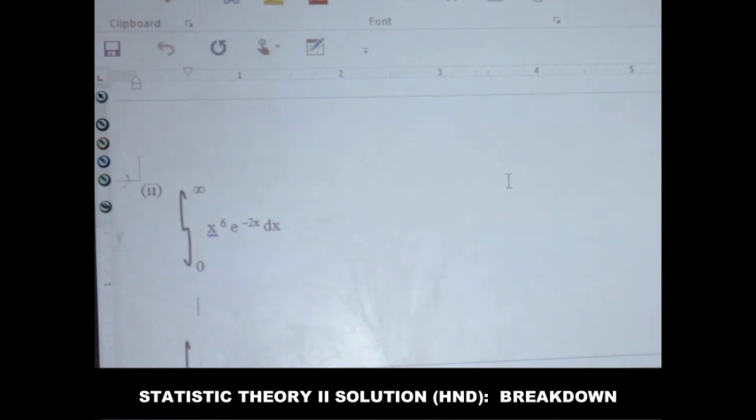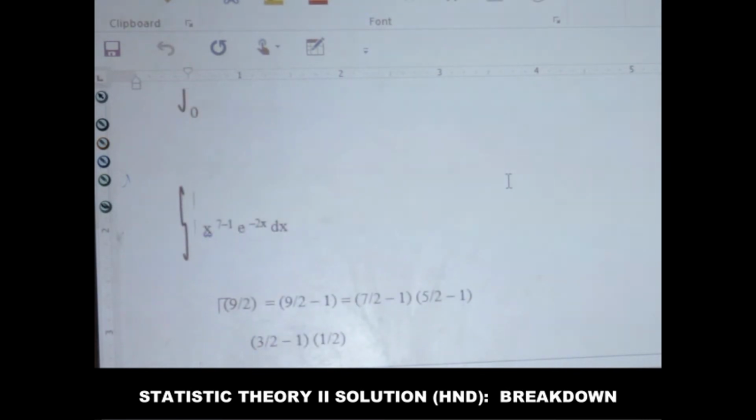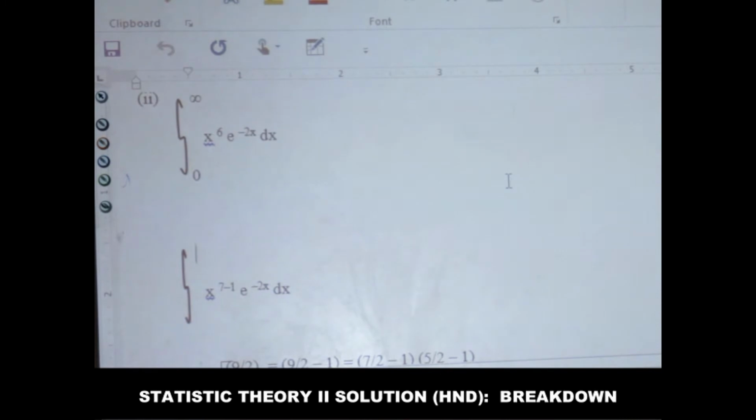Now, the second question says, integral as x tends towards 0, x raised to power 6, e raised to power minus 2x dx. So now, we want to integrate. By the time we integrate, we have x raised to power 7 minus 1, e raised to power minus 2x dx.